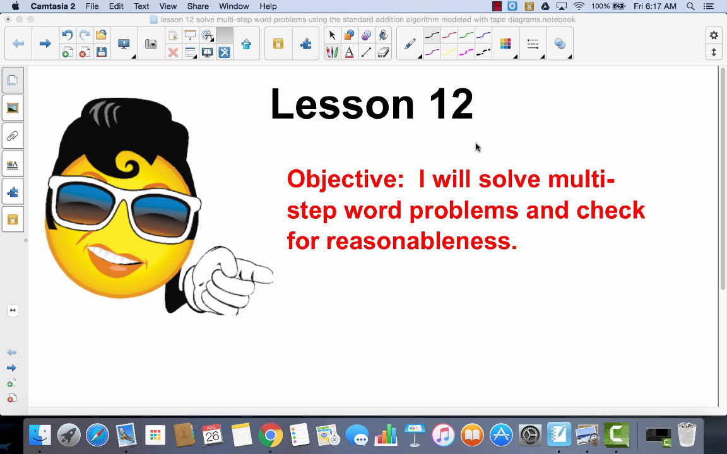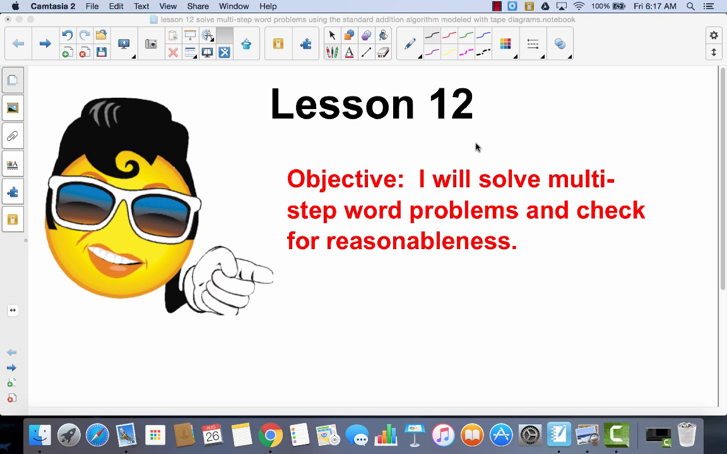Lesson 12, I will solve multi-step word problems and check for reasonableness. So in Lesson 11, we talked about using the standard addition algorithm. And in the lessons before that, we were talking about rounding or estimation. In Lesson 12, we are going to combine those two, just like you did in the Zern lesson.